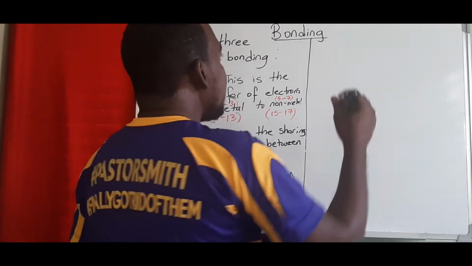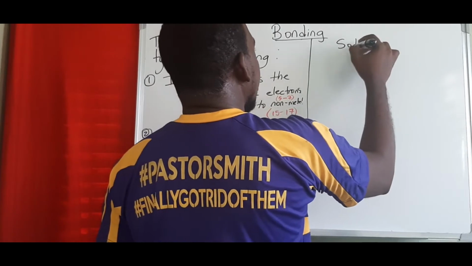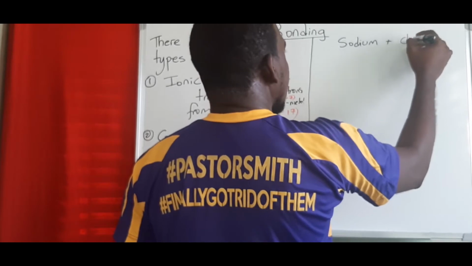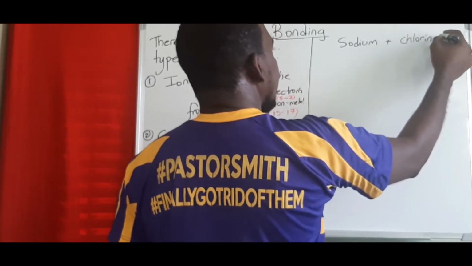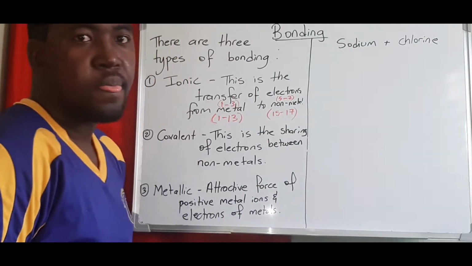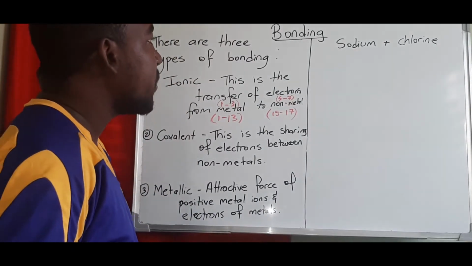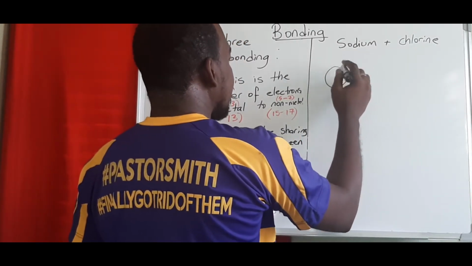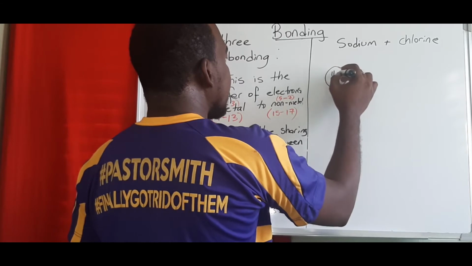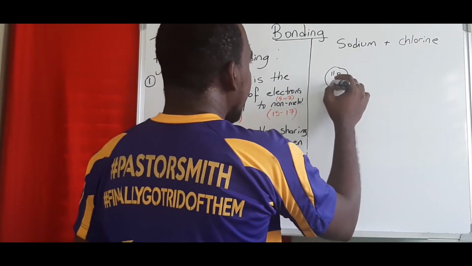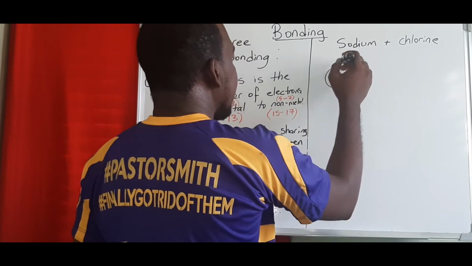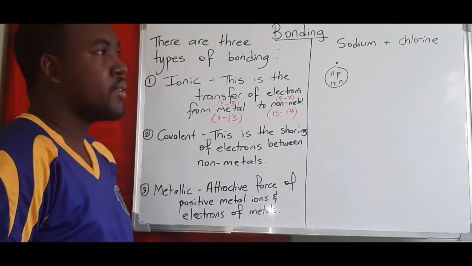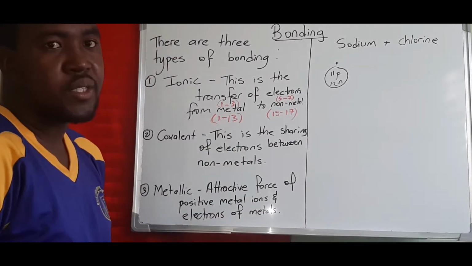Let's go with a simple one, where we bond sodium and chlorine. We're not going to draw the entire structure, we're just going to use the outer shell. We have the nucleus of sodium, which has 11 protons and 12 neutrons, and then it has 1 electron. We're using the dot and cross method, so we have 1 electron on the outer shell.